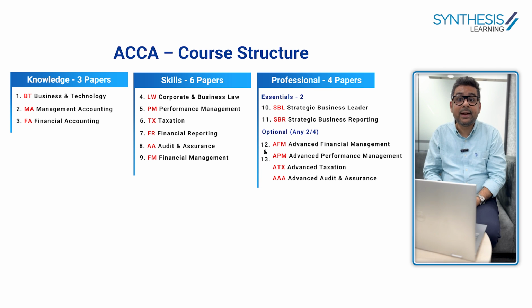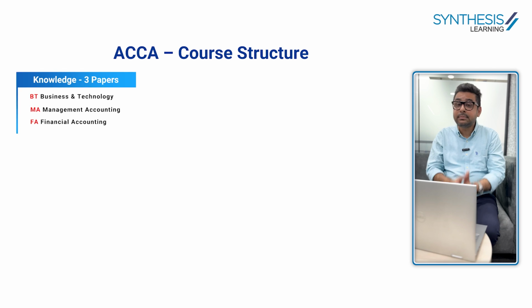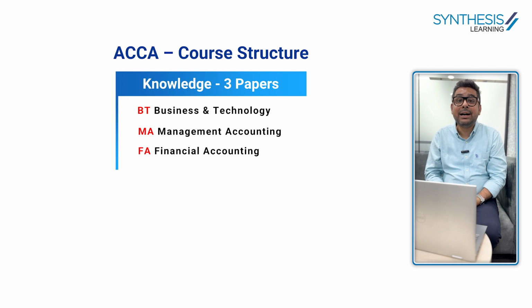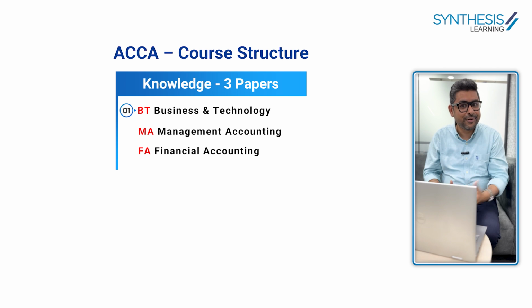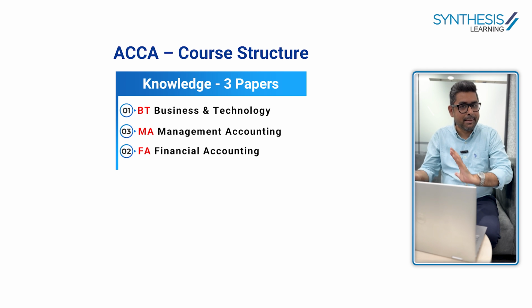But still, having said that, there are certain trends that are usually seen that have proven to be, if I may say, successful over time. Now, if you look at the knowledge level, usually students will start with the first paper, which is Business and Technology, because it's like a warm-up and it sets the tone of the curriculum. And then students typically do the FA and the MA.